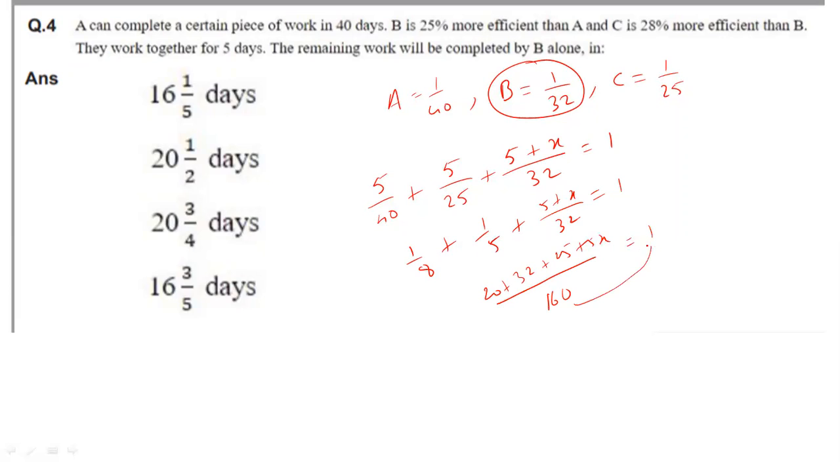If I send this 160 there, it will be 160, and this is 20 + 45. See, 5x is equal to 160 minus 77, that is 83. So 83/5 should be your answer. 83/5 is 16 3/5. Go to the next question.